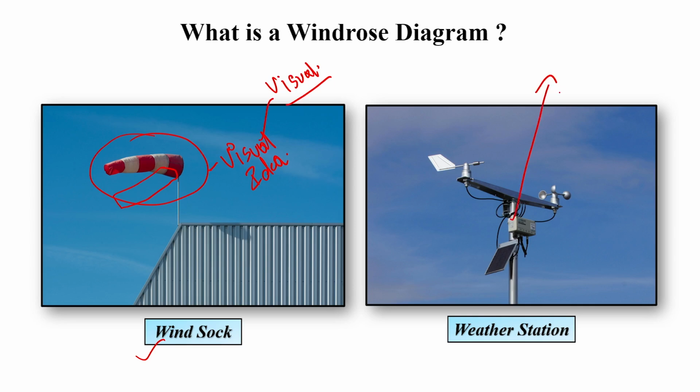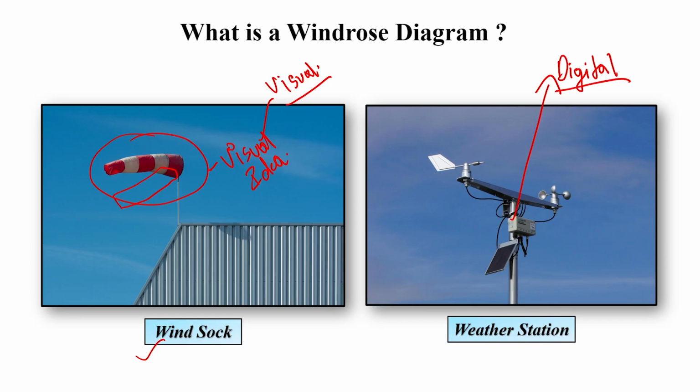Here this whole setup is something which is digital. So, this is completely digital, which means there is a lot of data that is collected with the help of a weather station. So, you collect rainfall data, you collect the temperature, you collect the pressure, and along with it you also collect the wind data. I hope you can see this small setup over here. So, this is what we actually use to collect the wind data.